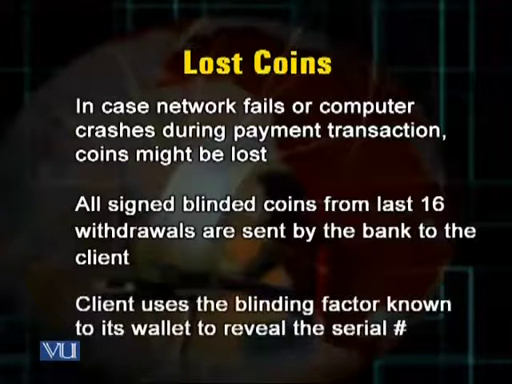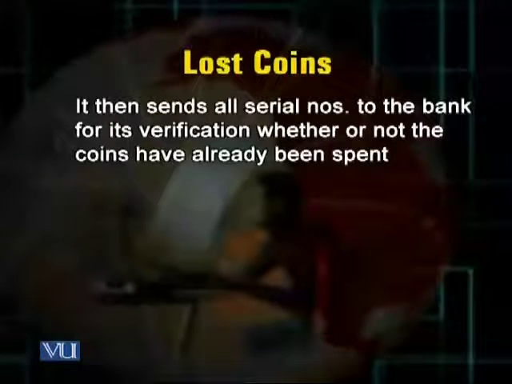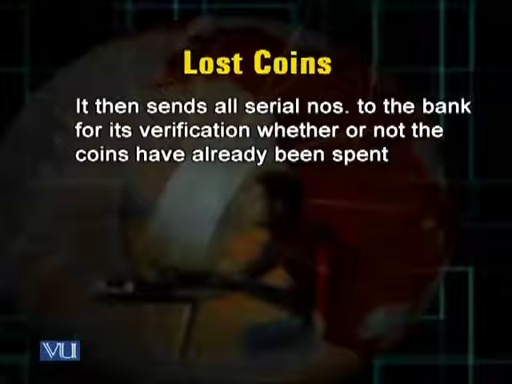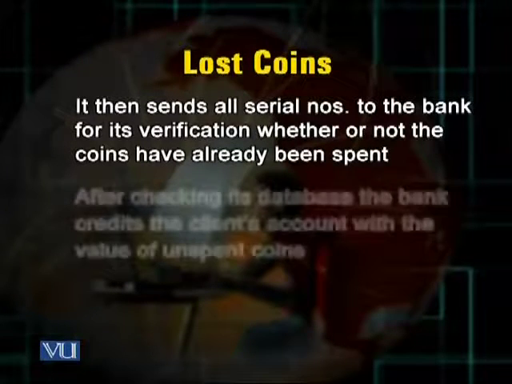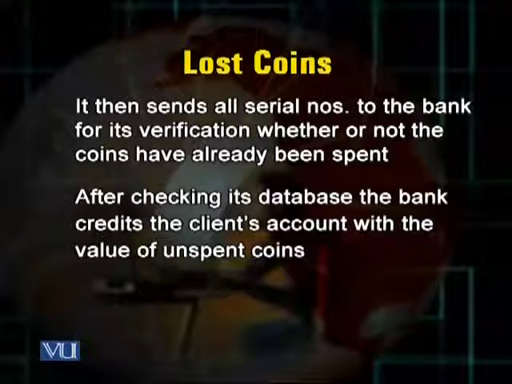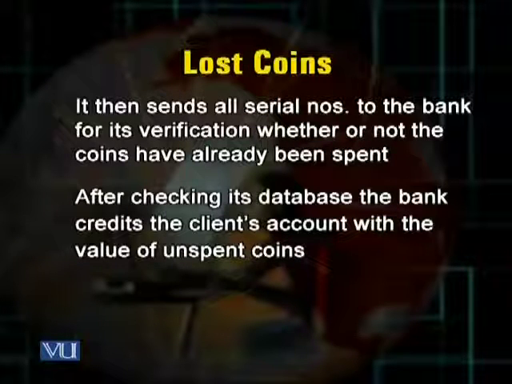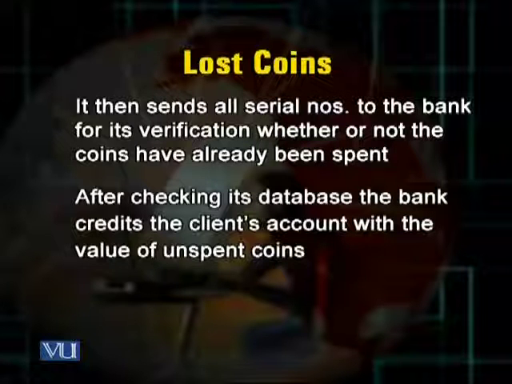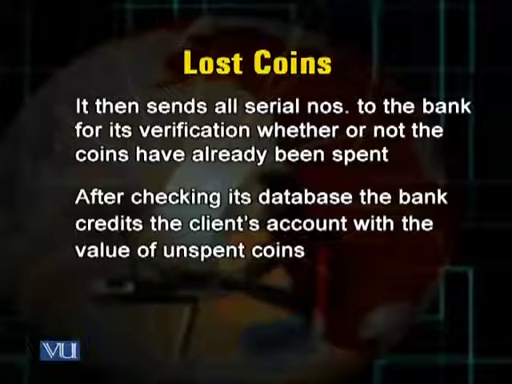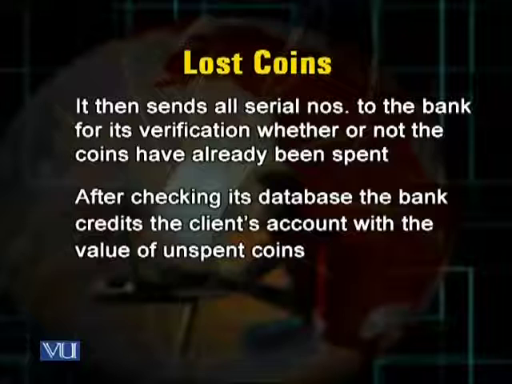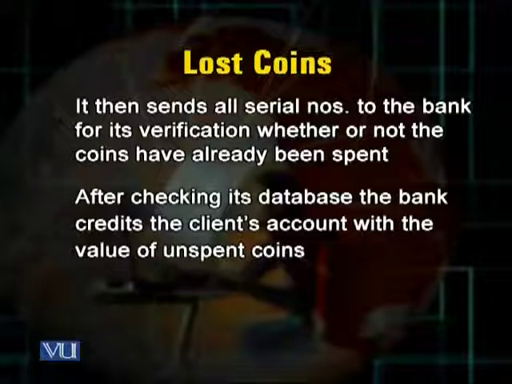So you can see, the client uses the blinding factor known to its wallet to reveal the serial number. Then it sends all serial numbers to the bank for verification whether or not the coins have already been spent. After dividing by R, the client gets the serial numbers. These serial numbers are then again sent to the bank. The bank would then check these serial numbers against its database of spent coins. In case in the meanwhile somebody has used these coins, then no credit would be given to the customer. But if these coins are still unspent and they are not listed in the database of spent coins available with the eCash bank, then credit can be given to the customer corresponding to the value of such coins, and accordingly the customer's account would be credited. So after checking its database, the bank credits the client's account with the value of unspent coins.